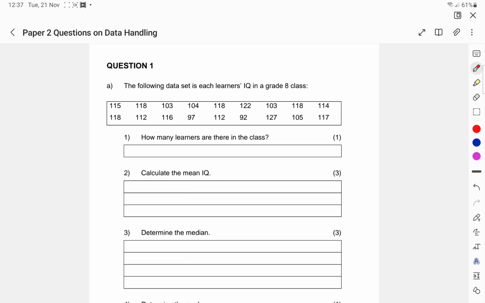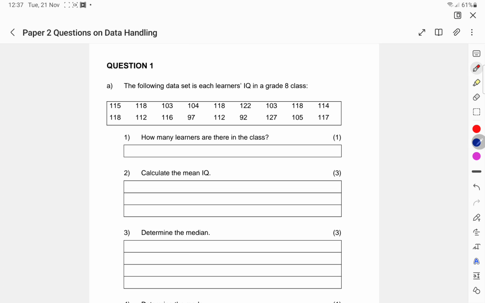So please let me help you, guide you, to remind you what is the mean, the median, the mode, the range, all those things, the tally and frequency table, etc., to use to collate or to represent your data. Okay, let's start with question 1.